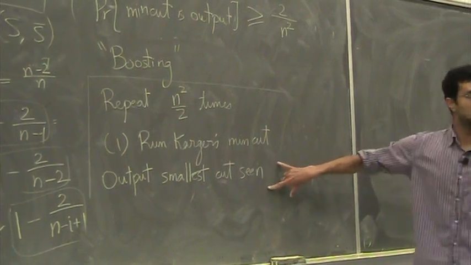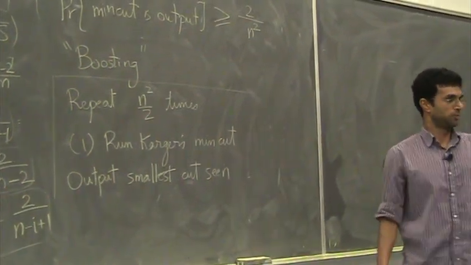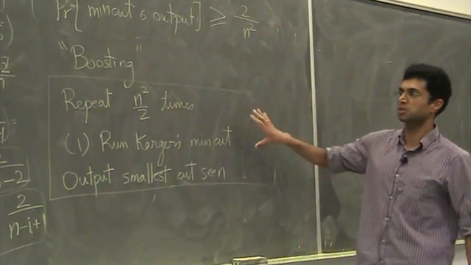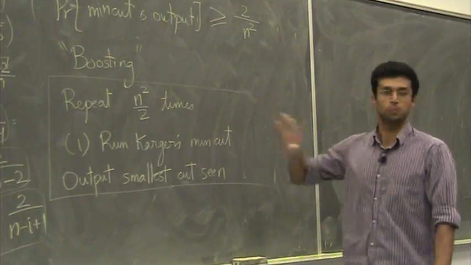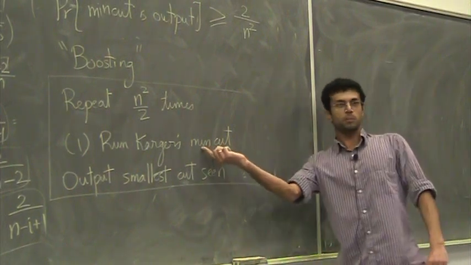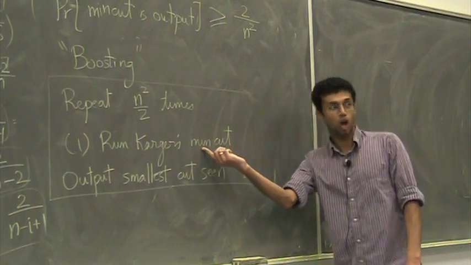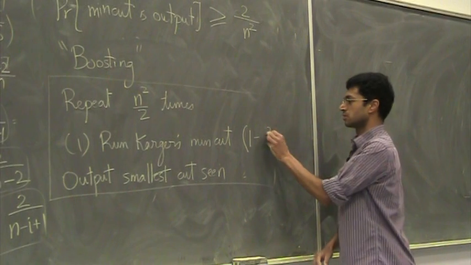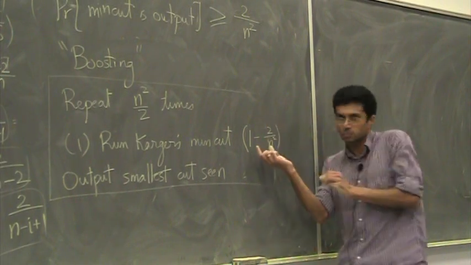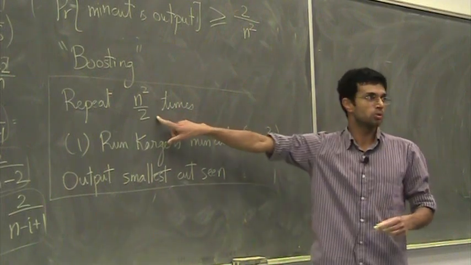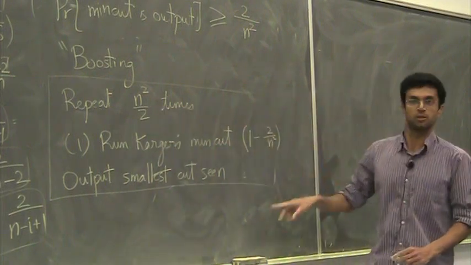So what is the probability that this is not going to output the min cut? It's 1 minus 2 over n squared. That's the probability that an individual run doesn't. But you did n squared over 2 runs, and I chose this to be the reciprocal of that.